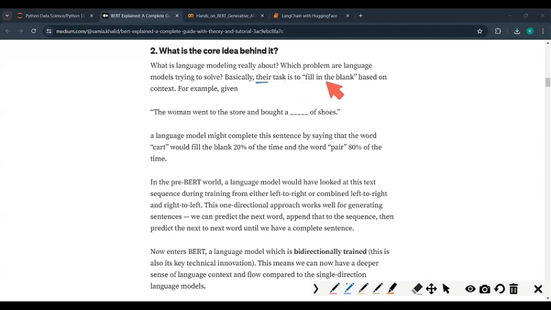Basically, their task is to fill in the blanks based upon the context. Overall, if you see, their task is to fill in the blank. Suppose you are asking a question: who is the president of the United States? The answer that it is giving you is also overall a kind of filling in the blank. You have written a statement, and after that, what should be there? You are asking for that. So you're kind of filling the blanks. The main task it was used for: the woman went to the store and bought a pair of shoes. This is one example of filling in the blanks.